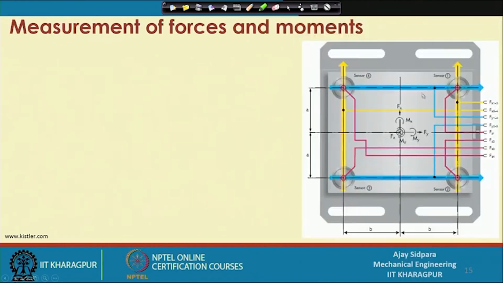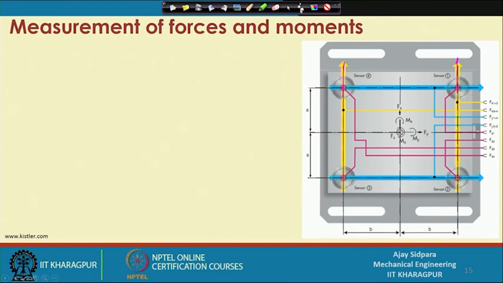So, how do you measure? This is the stationary dynamometer and you can see that there are 4 different sensors available. These are the positive directions: if force is acting in this direction, it is considered positive. And these are the 3 moments: Mx, that is the moment around Fx; My, the moment around Fy; and Mz, the moment around Fz. These are the distances from the center point. Vertically they are located at B, and horizontally they are located at A.